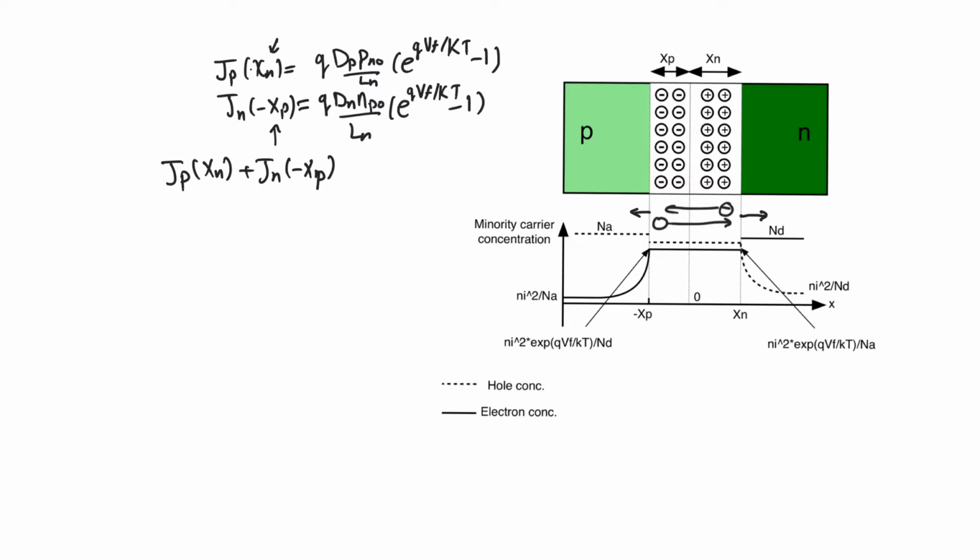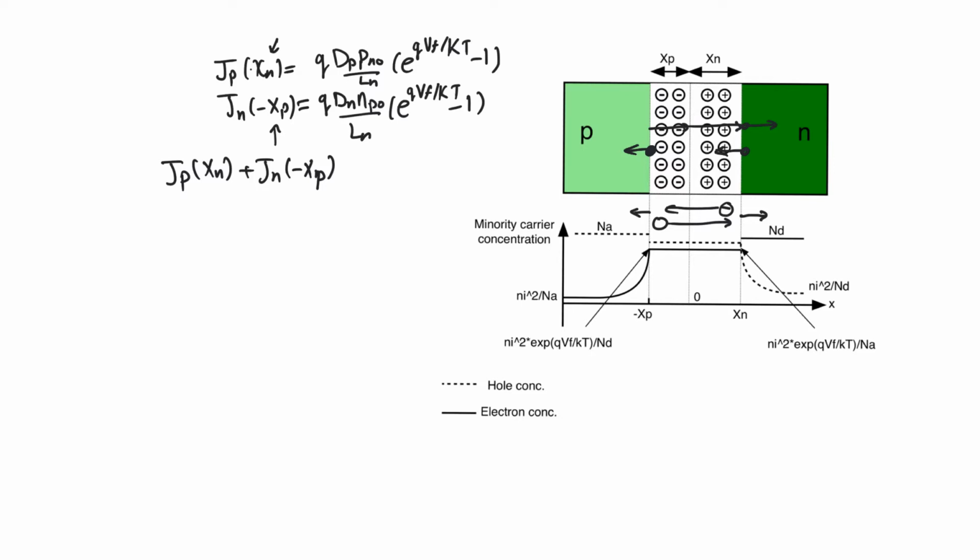Which means basically that all the holes that are injected from the P zone get safely to the N zone, and therefore the whole diffusion current that just exits the depletion region into the N zone is the diffusion current of holes that has managed to get into the depletion zone. Similarly, we get electrons diffusing through the depletion zone, and the electrons that just managed to make it into the P zone are the electrons that managed to enter the depletion region from the N zone.